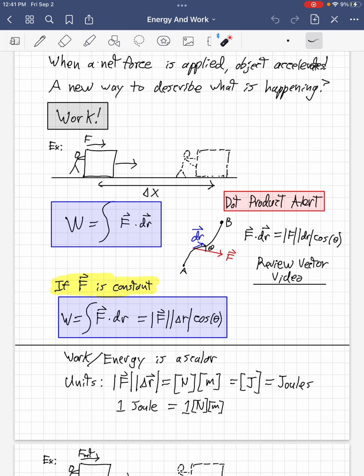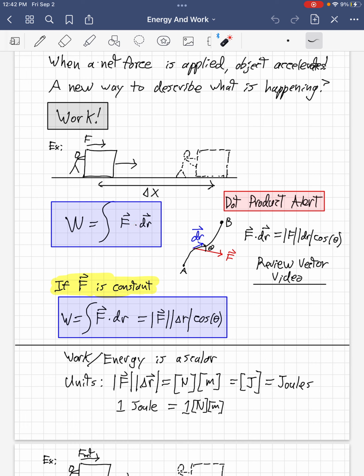Well, the work that he has done on the object is defined as the integral of the force vector times the direction vector. dr is the infinitesimal direction, but it's the integral from one location to another. And remember, this is the dot product of these two things.